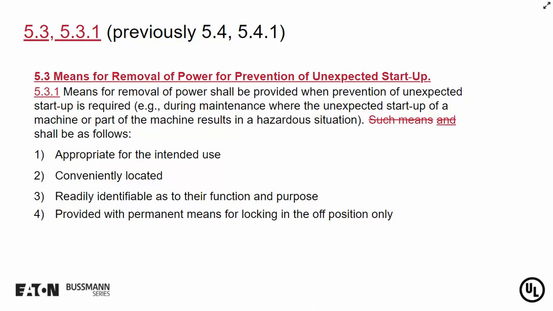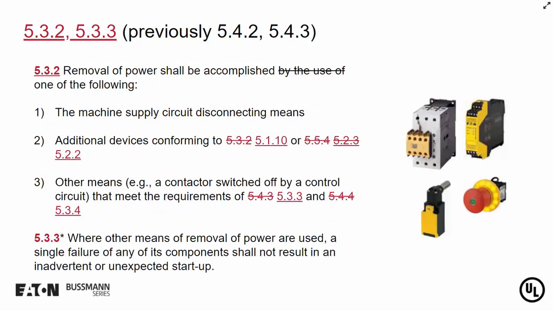So when we talk about the removal of power, the means shall be appropriate for the intended use, shall be conveniently located, shall be readily identified as to function and purpose, and then finally provided with a permanent means for locking in the off position only. So those are just some very general terms.